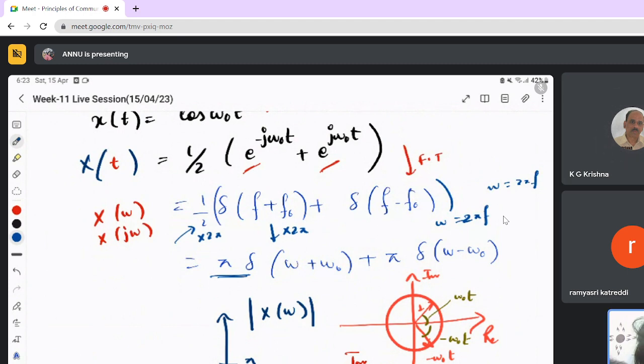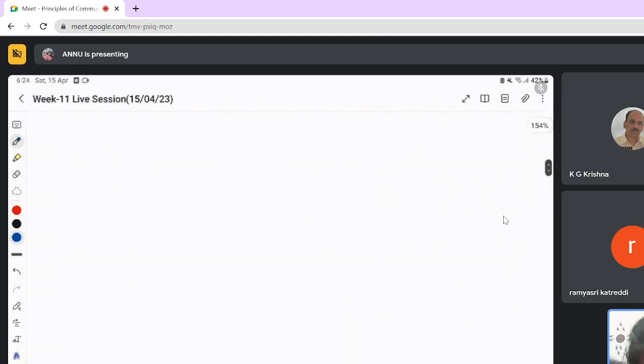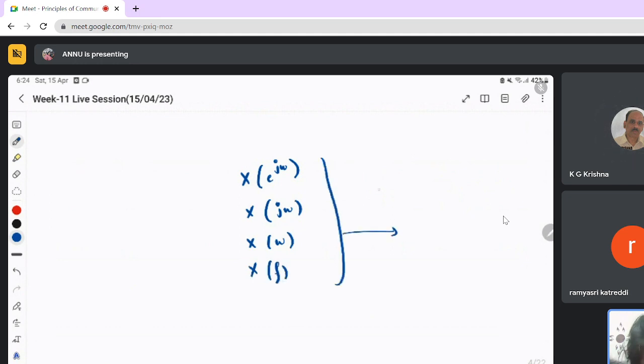If you are having some confusion in some domain, sometimes it is written like this: j omega, x of omega, x of f. These all mean the same thing, frequency domain. How to convert one from the other? That is frequency transformation. One is a plain frequency, the other is a radian frequency. Which formula do I have to remember?